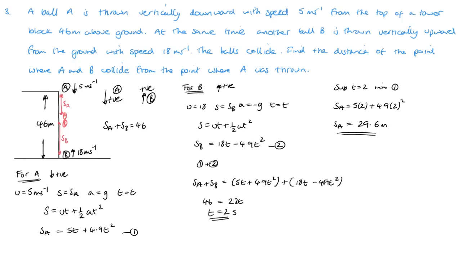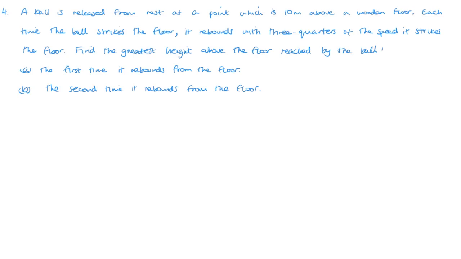Now let's have a look at question 4. Okay, I describe this as a bit of a classic question. A ball is released from rest at a point 10 meters above a wooden floor. Each time the ball strikes the floor, it rebounds with 3/4 of the speed it struck the floor with. Find the greatest height above the floor reached by the ball the first time it rebounds off the floor, and the second time it rebounds off the floor.